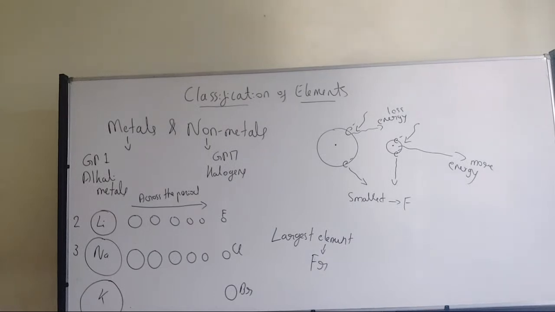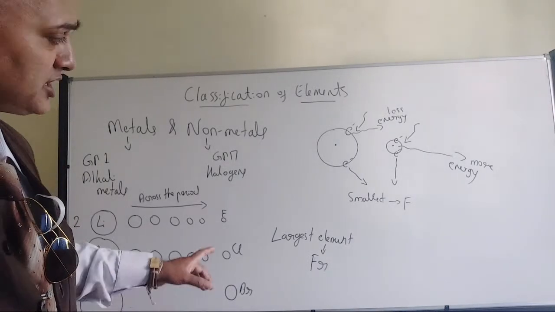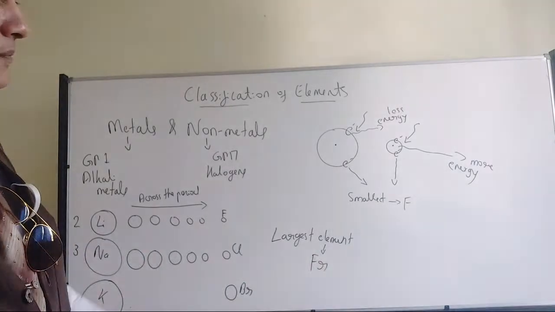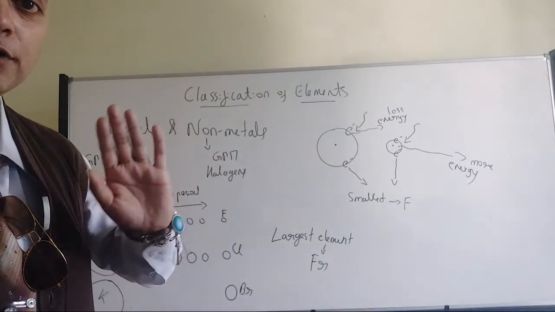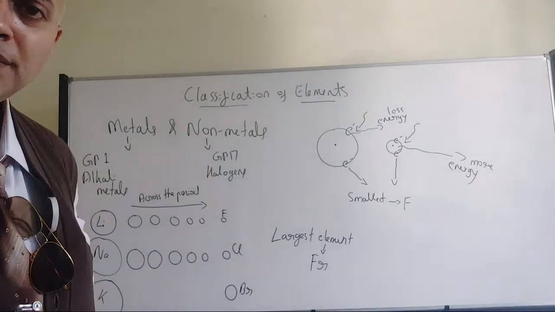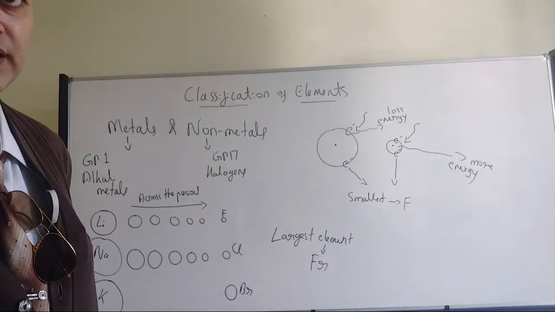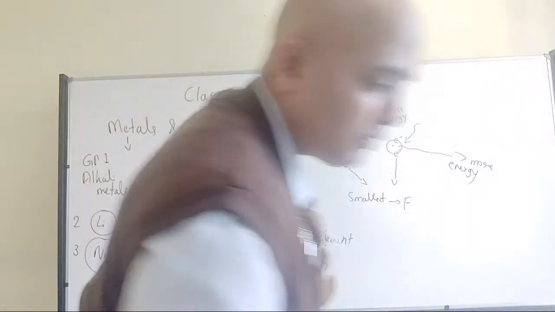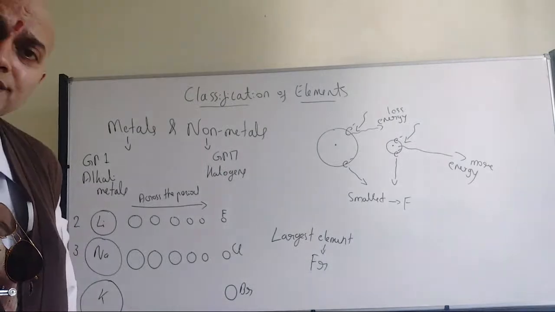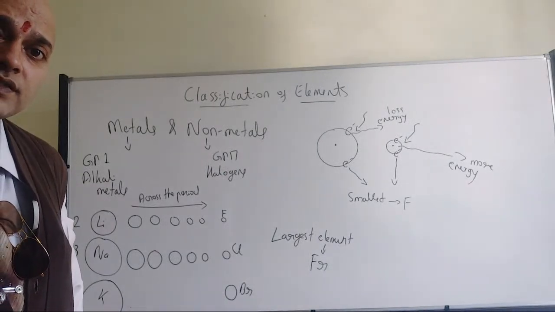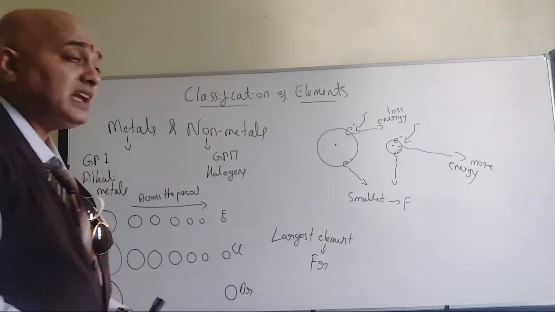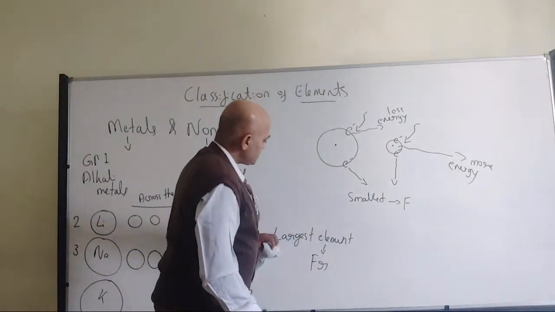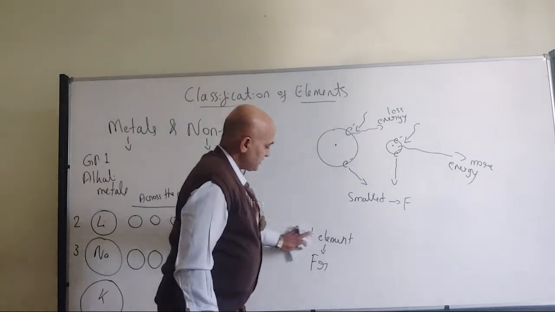Therefore francium will be the largest element. That means highly electropositive. There are many other factors, but I will not make you confused, and fluorine will be highly electronegative. Okay, so if I am going with atomic size, all of you will agree? Yes, fluorine will be the smallest one and the largest one will be francium.